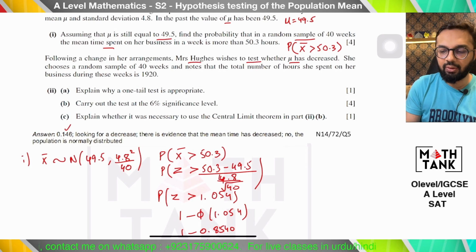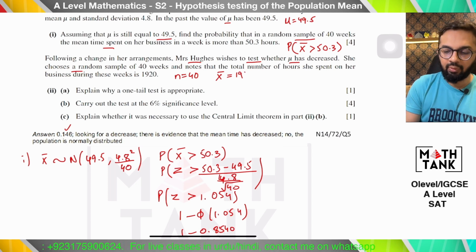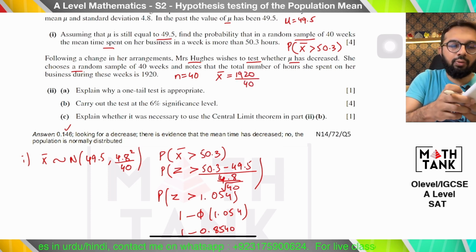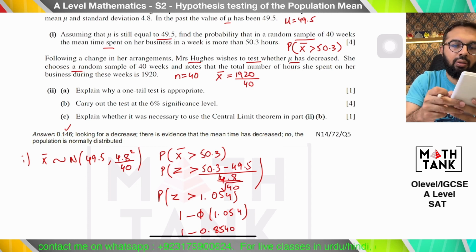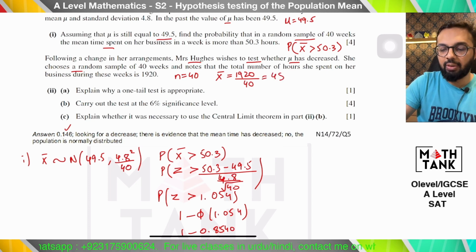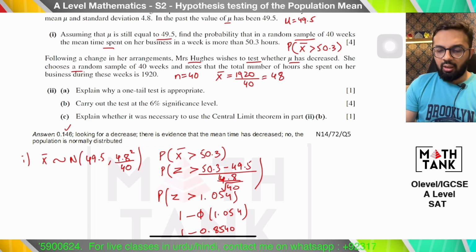Okay. Following a change in her arrangements, Mrs. Hughes wishes to test whether mu has decreased. She chooses a random sample of 40 weeks and notes that the total number of hours she spends on her business during this week is 1920. So I can then calculate X bar. I can say that X bar is the sum of hours divided by 40. So 1920 divided by 40. That gives me 48. So the sample mean has come out as 48.